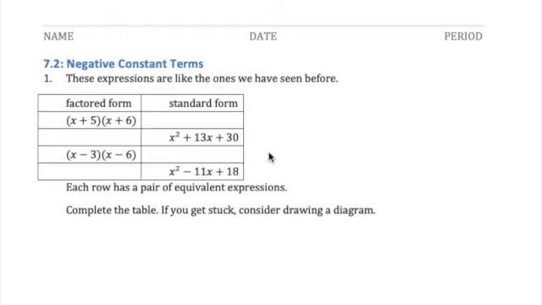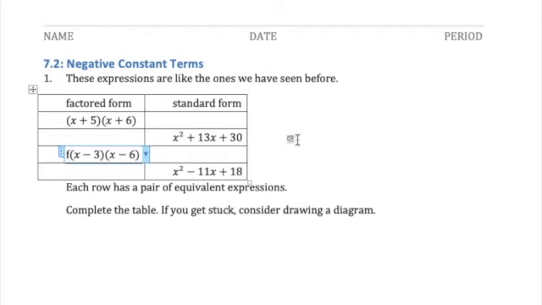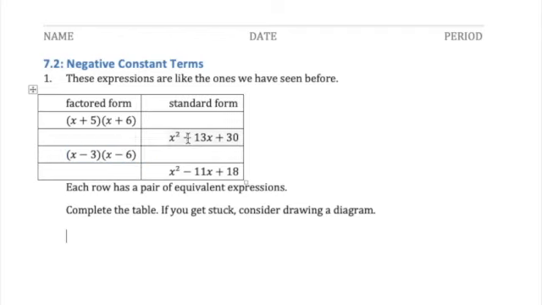These expressions are like the ones we've seen before in yesterday's class. Take a minute now and make sure you are able to go from factored form in my left column into standard form on the right. Then see if you can go from standard form into factored form. And remember, think about the two numbers that multiply to get you your last number and add to get me that linear term. Go ahead and see if you can figure out those examples, and then I'll post the answers in just a second.